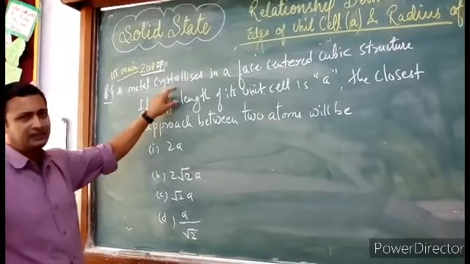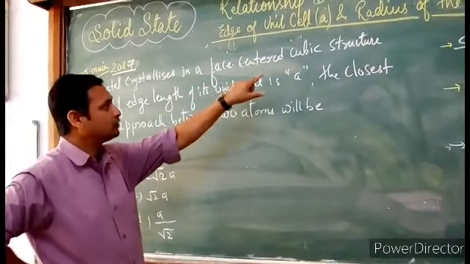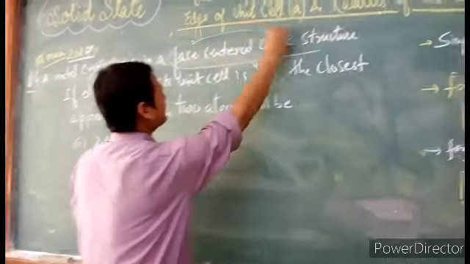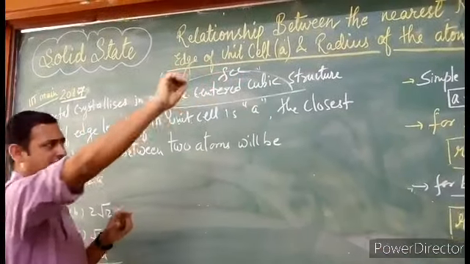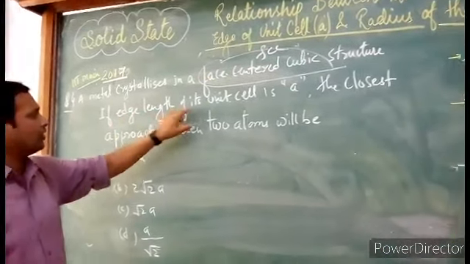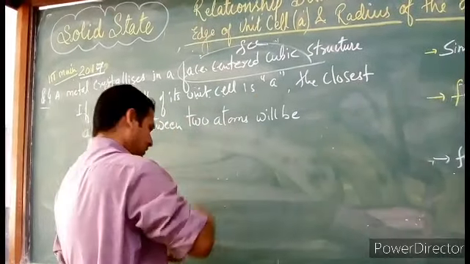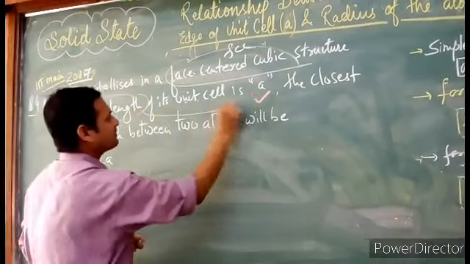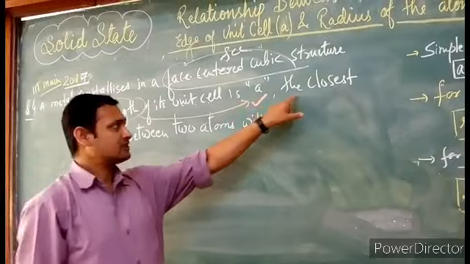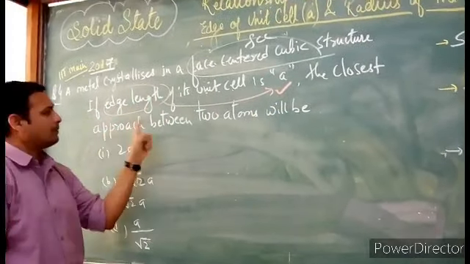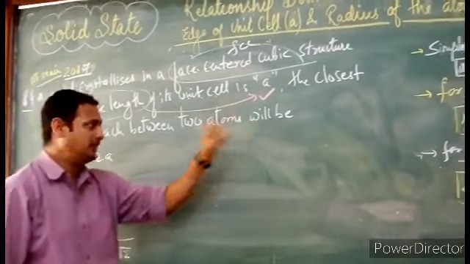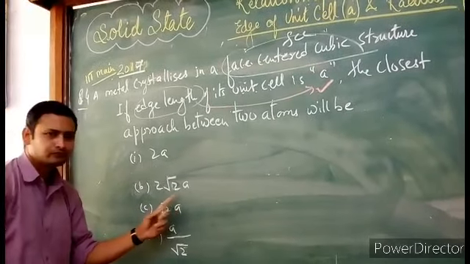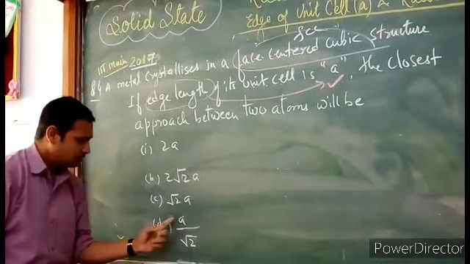A metal crystallizes in face-centered cubic structure, FCC type of structure. The edge length of its unit cell is A. The question asked is, the closest approach between two atoms will be 2A, 2 root 2A, root 2A, or A by root 2.